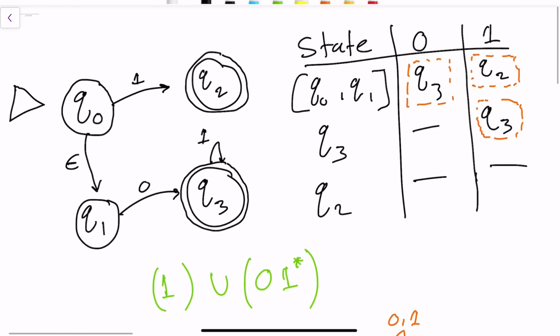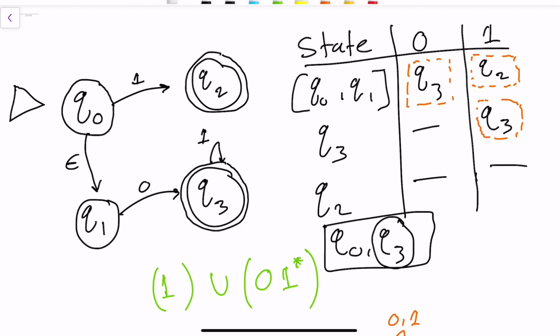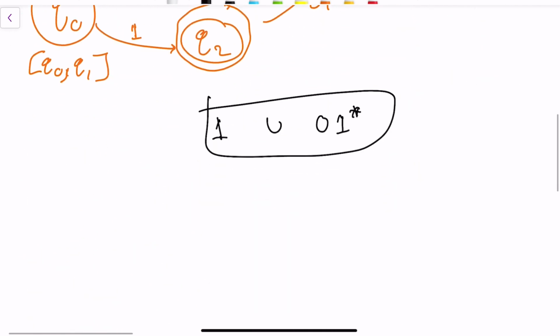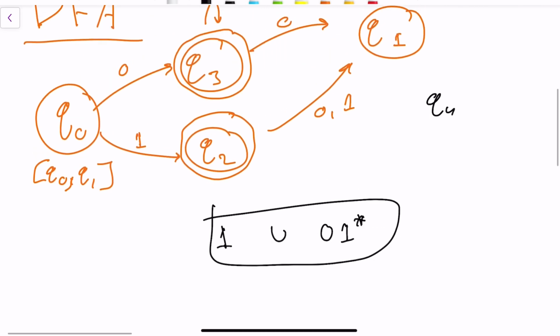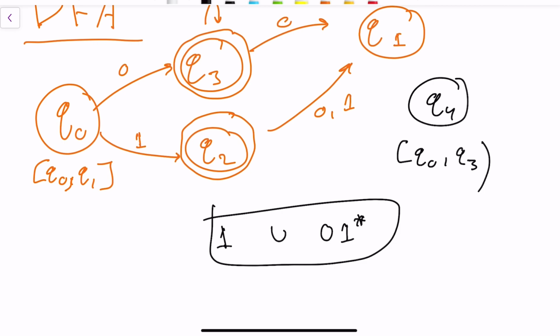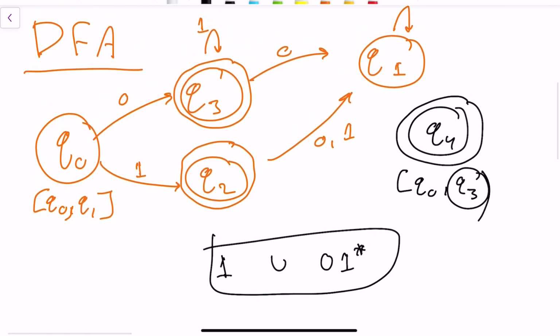One last thing to note was, let's say we had a state Q0, Q3, and this is an accept state. If we were in the state on a DFA, we would consider this as an accept state. What I mean by that is, if that was a possibility, then we would have something like this, Q4, and Q4 is going to be Q0, Q3, and that's an accept state, because Q3 is an accept state.